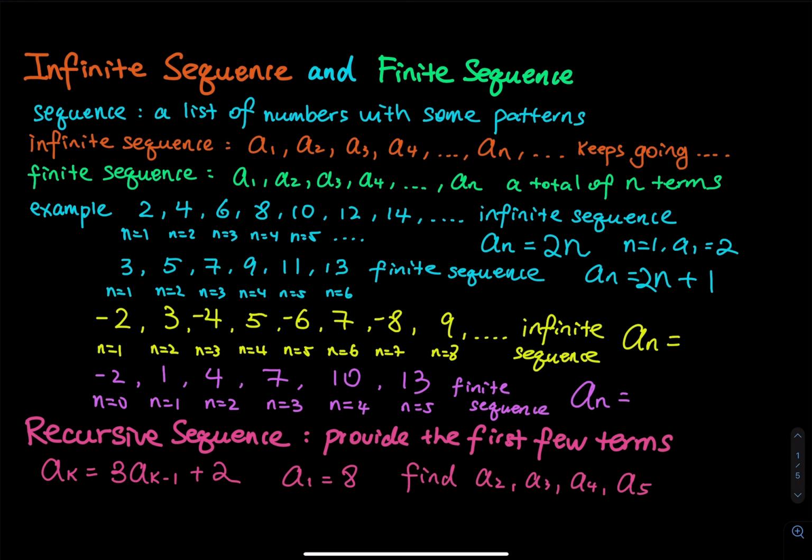And then how about the yellow one? The yellow one, we have -2, 3, -4, 5, -6, 7, -8, and 9. This one has a dot dot dot, so that is an infinite sequence. What is the pattern in general? First of all, do you see that the negative sign alternates, right? Negative and then positive and then negative and then positive.